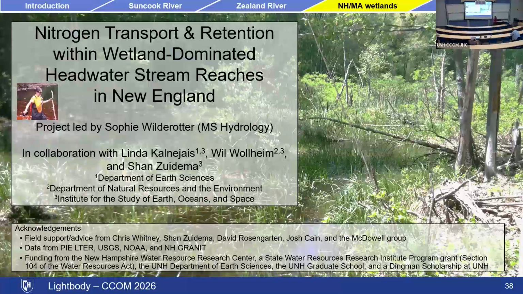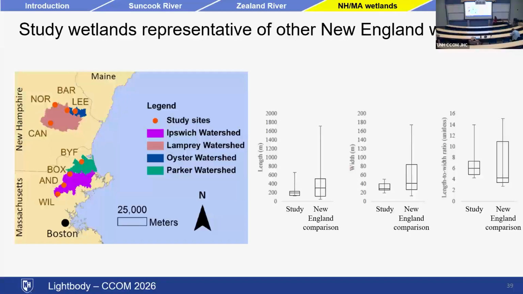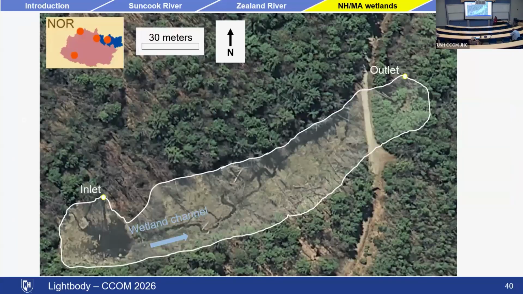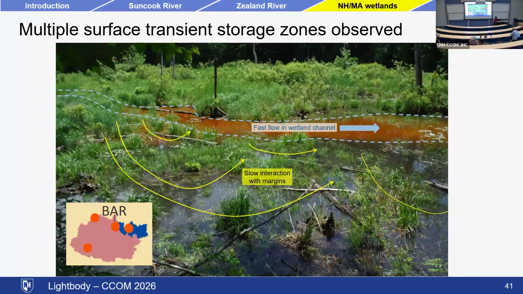I had initially planned to talk to you about some work within wetlands. Maybe I'll go through this extremely quickly. So these are 4 watersheds nearby. And in each of these, again, we used a conservative tracer to try to understand how solutes were moving through them. And what we see here is that multiple surface transient storage zones were present.